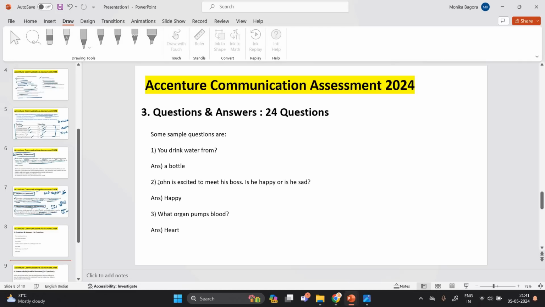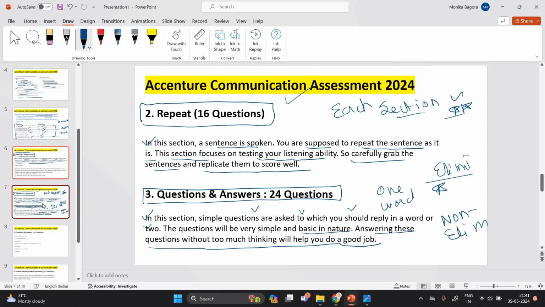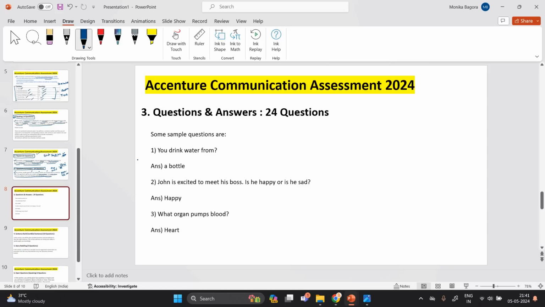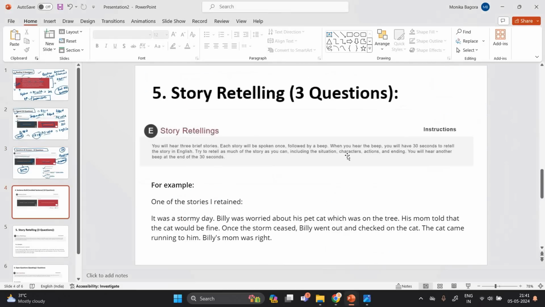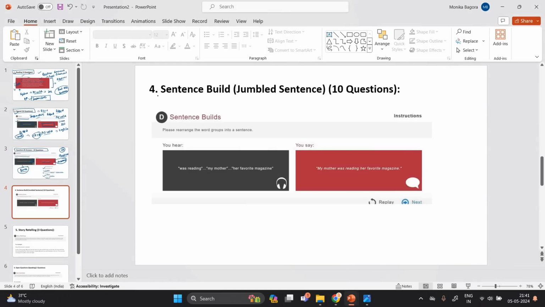So the third section is related to question and answer. The fourth section is related to sentence build, jumbled sentence. 10 questions are there. What do you mean? In this section, you will be given a jumbled sentence and you will have to form the right sentence. The section focuses on testing your ability to quickly apply your knowledge. Just see this, guys. Sentence build, jumbled sentence, 10 questions.